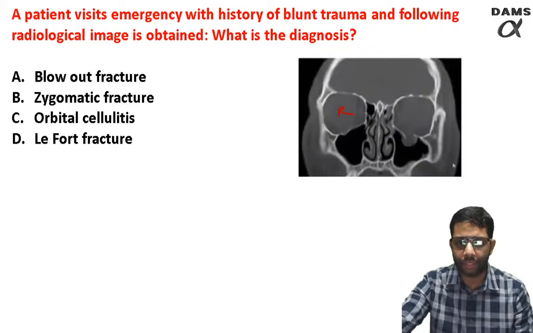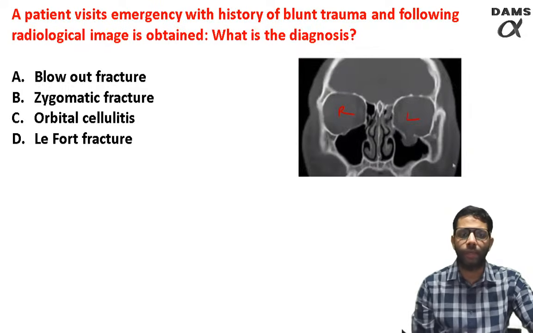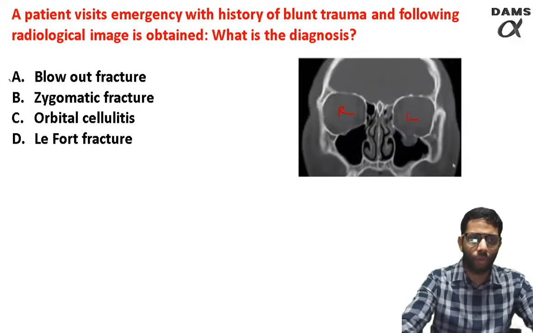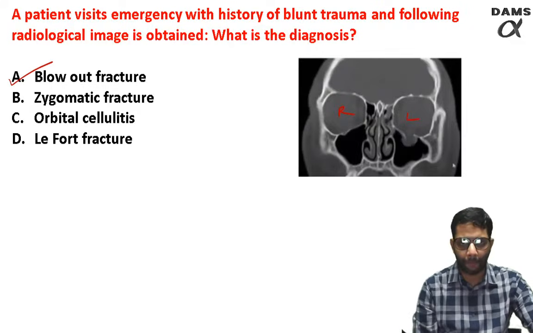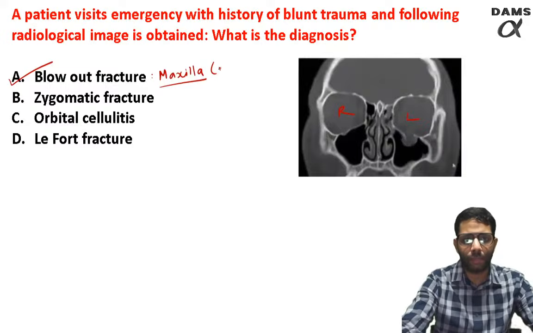The CT scan is showing this is right, this is left. Left eye pathology. The inferior wall of the orbit has a fracture. This floor fracture is given the name blowout fracture. Who can tell me which bone fracture? Which is the weakest wall of the orbit? Maxilla. Posterior middle aspect of maxilla.